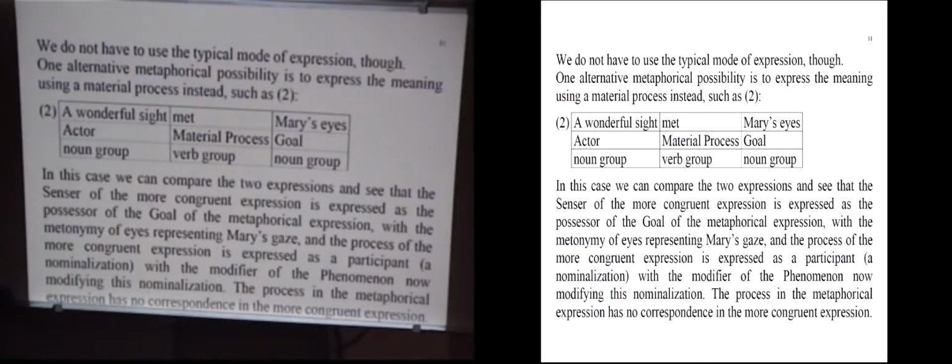Like the example he gave in the book: the fifth day saw them reaching the summit, where normally the fifth day would just be a circumstantial element. But by using this metaphorical expression, you make it a participant and you actually make it the theme, the unmarked theme, as the subject. So if your thematic progression is in terms of these time periods, then you might want to do that. That might be one motivation for using the metaphorical expression.